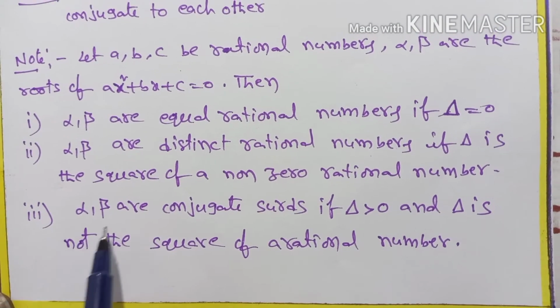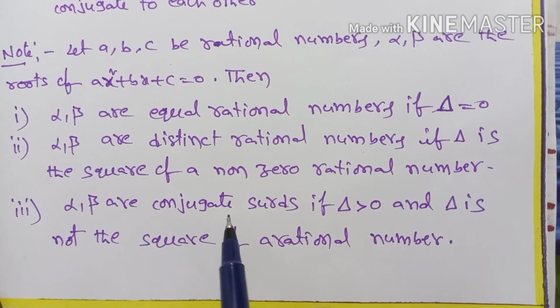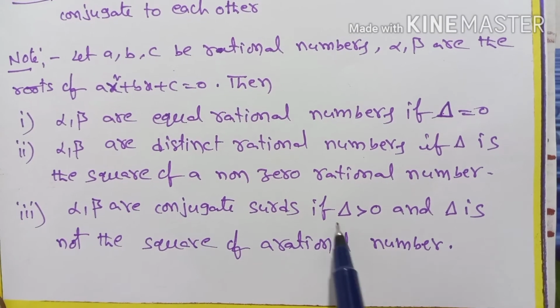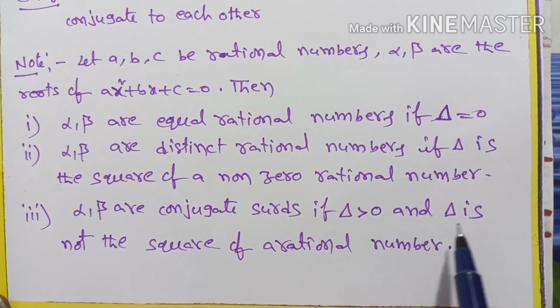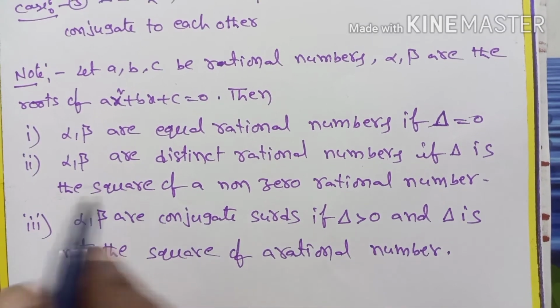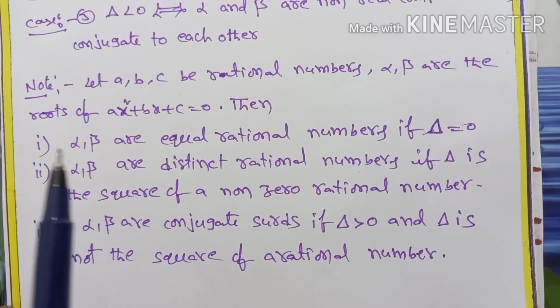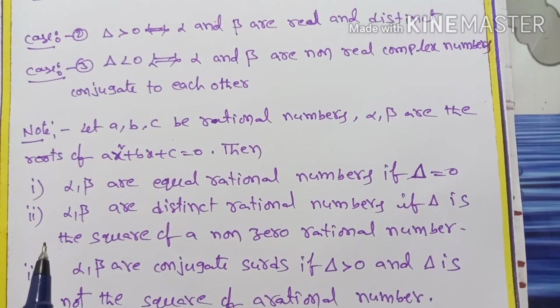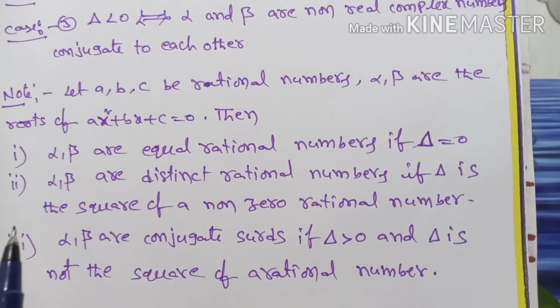Now the third one: alpha, beta are conjugate surds if delta is greater than 0 and delta is not the square of a rational number. These all are the nature of the roots of the quadratic equation. Now one example.